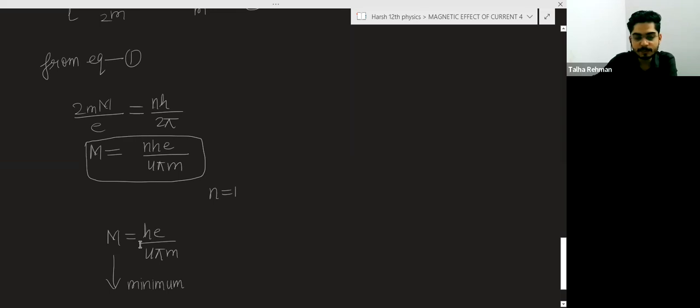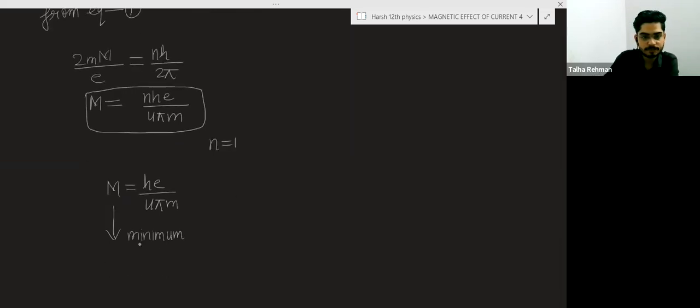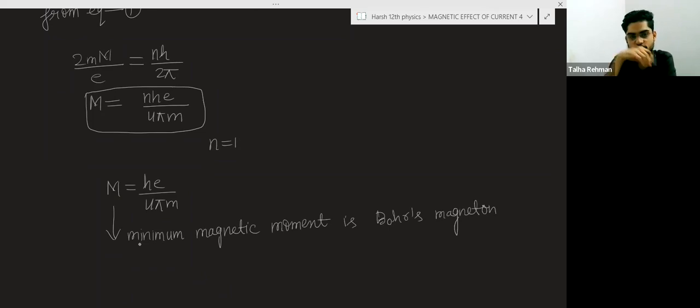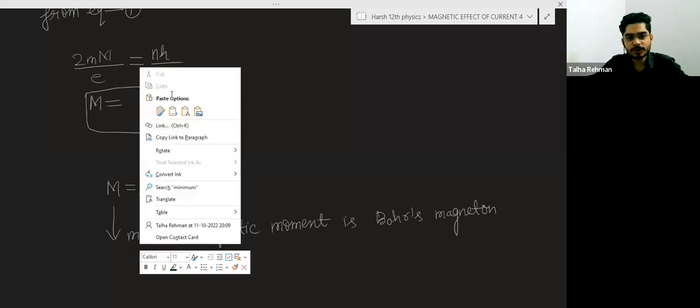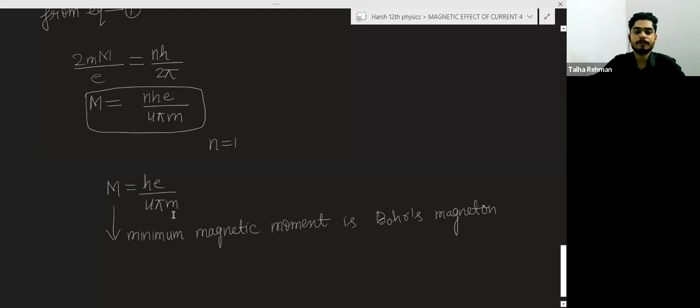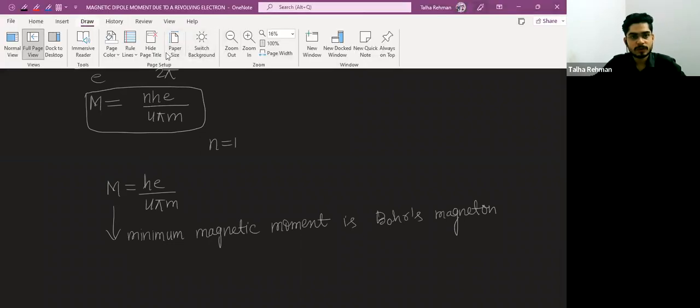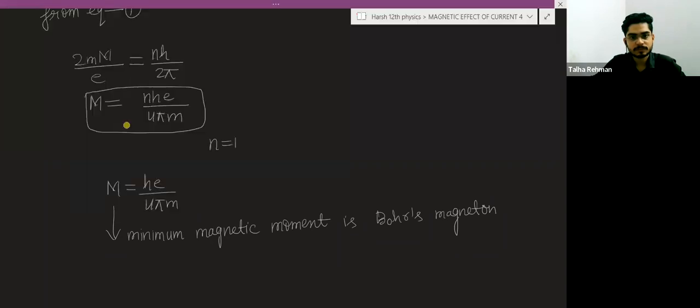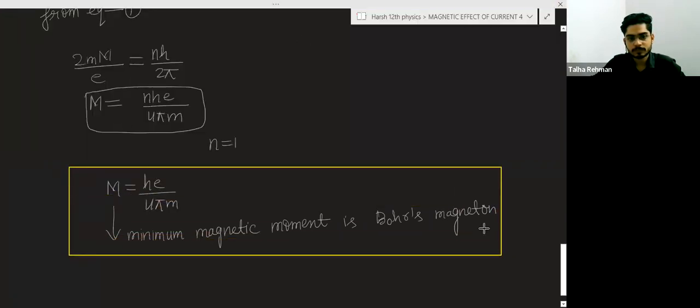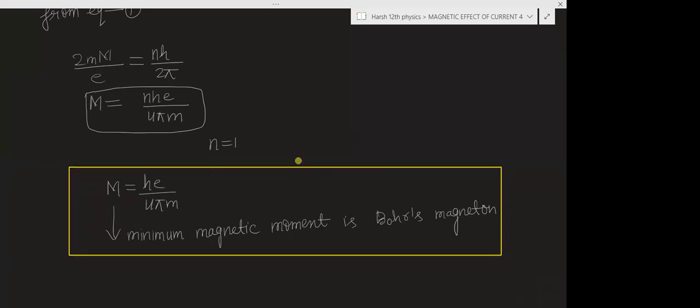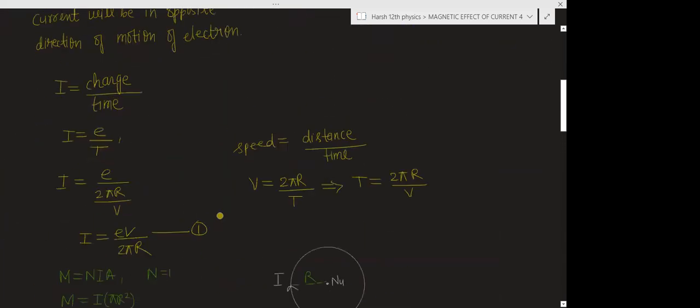And this minimum magnetic moment is known as the Bohr's magneton. So Bohr's magneton is what you get when you put n equal to 1 in this formula: he divided by 4 pi m. So you should remember this. What is Bohr's magneton? Now copy this.